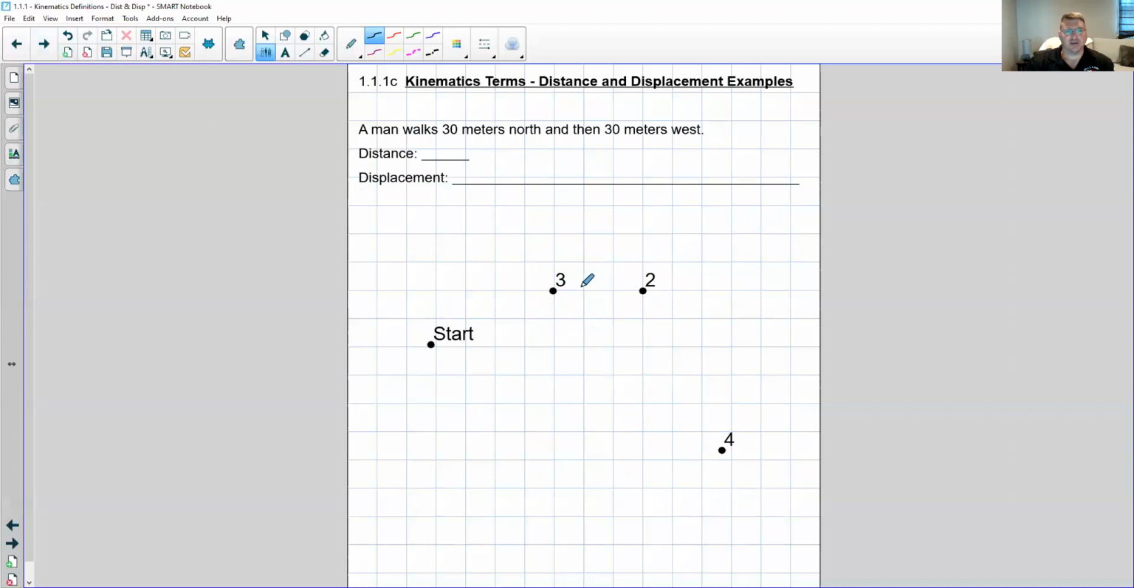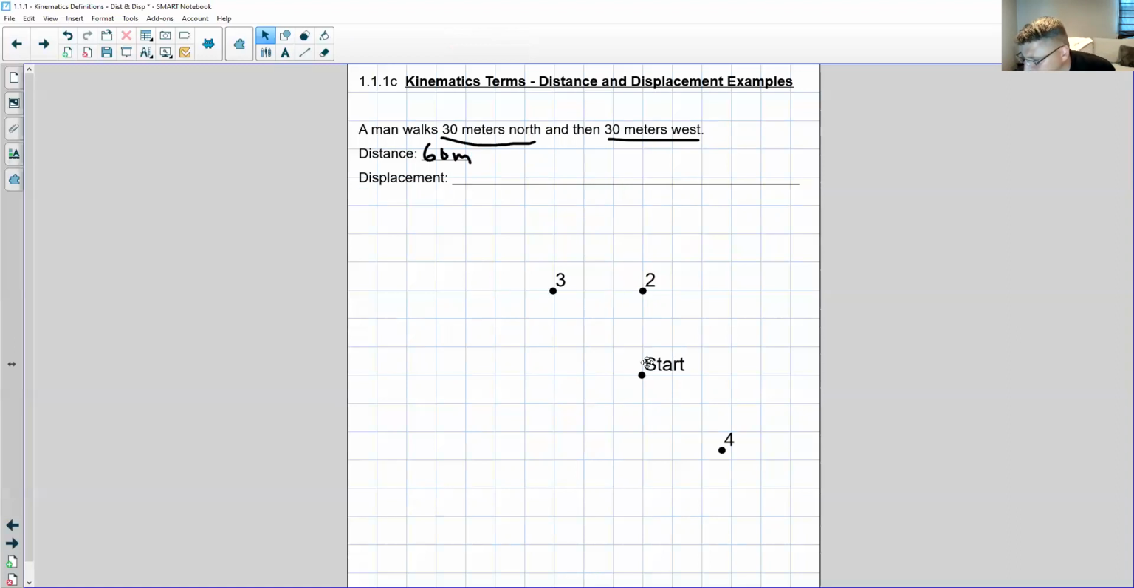Okay, so things get a little more interesting when we start doing things in 2 dimensions. So now we have a man walks 30 meters north and then 30 meters west. So the distance traveled is, again, just the sum of those 2 things, or 60 meters. Now, if the person starts here and walks 30 meters north to position 2, and then 30 meters west to position 3, they do this.